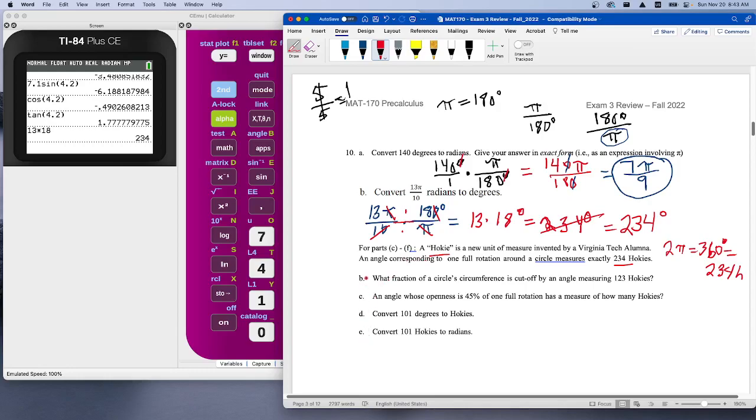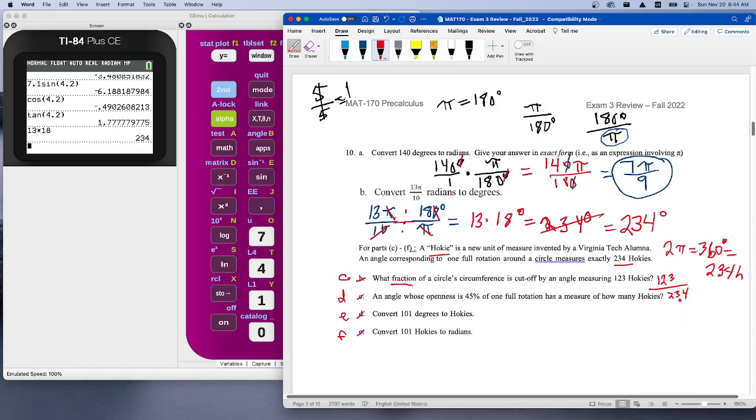So these are supposed to be C through F. My numbering, because I've converted it over, is a little different. So this is actually C, D, E, and F on your tests. What fraction of a circle's circumference is cut off by an angle of 123 Hokies? Well, we know the full circumference would be 234. So if we've only got 123, what would be the fraction? It would be 123 divided by 234.